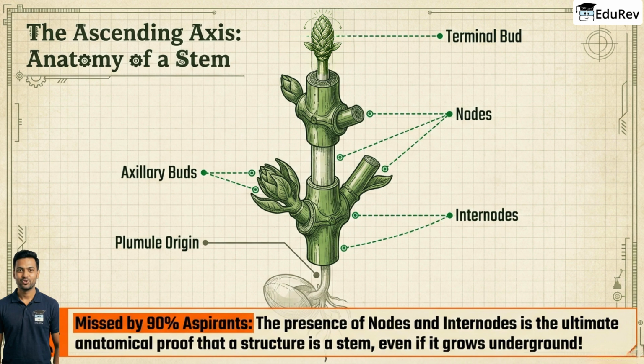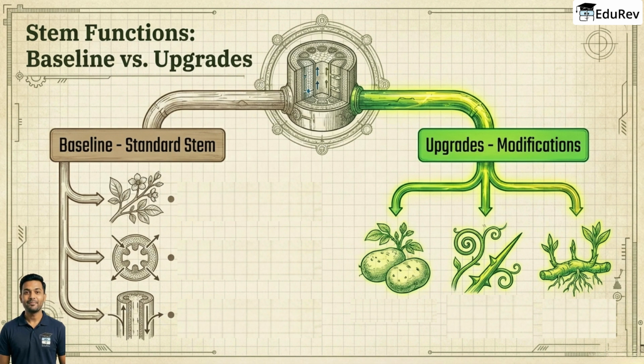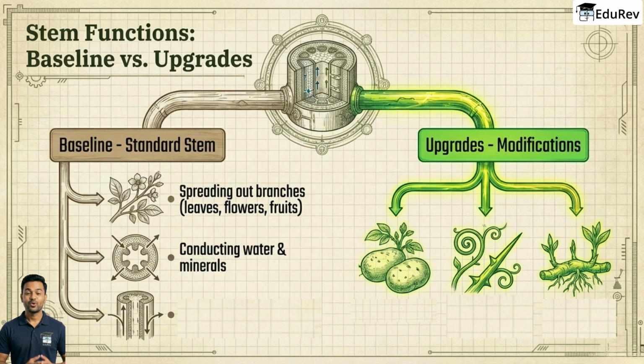Even if a structure grows underground, it can still be a stem if these features are present. That is a classic trap in exams, especially when tubers or rhizomes are involved. So always check the origin and the node-internode pattern first. The stem does far more than simply hold the plant upright. It spreads out branches to position leaves, flowers, and fruits for better exposure, conducts water and minerals upward, and also moves prepared food through the plant.